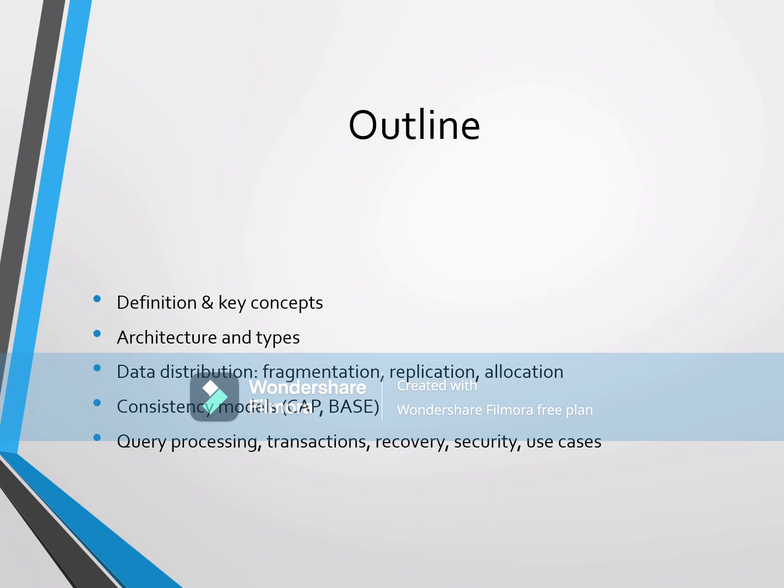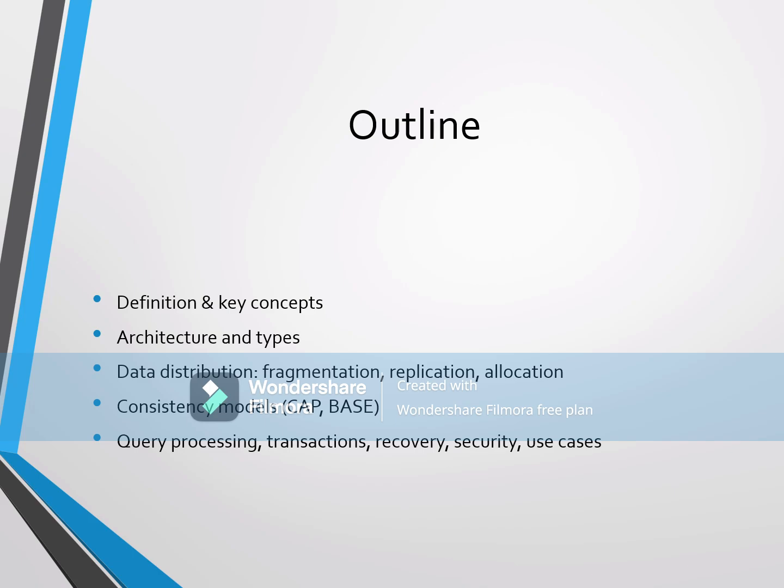This slide lays out the roadmap for our discussion. First, we'll establish the core definition and motivations for distributed databases. Next, we'll examine architectural building blocks and the roles of nodes, metadata managers, and transaction coordinators. Then we'll look closely at data distribution, fragmentation, replication, and allocation tactics. We'll follow with consistency models, highlighting CAP trade-offs and BASE alternatives.